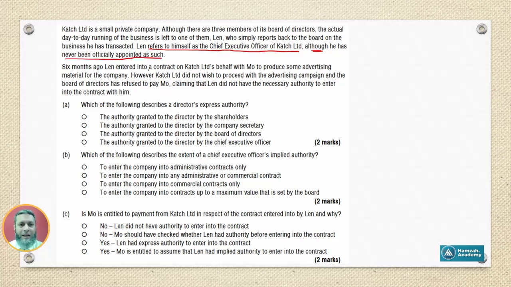6 months ago, Len entered into a contract on Catch Limited's behalf with Mo to produce some advertising material for the company. However, Catch Limited did not wish to proceed with the advertising campaign, and the board of directors has refused to pay Mo, claiming that Len did not have any necessary authority to enter into a contract with him.